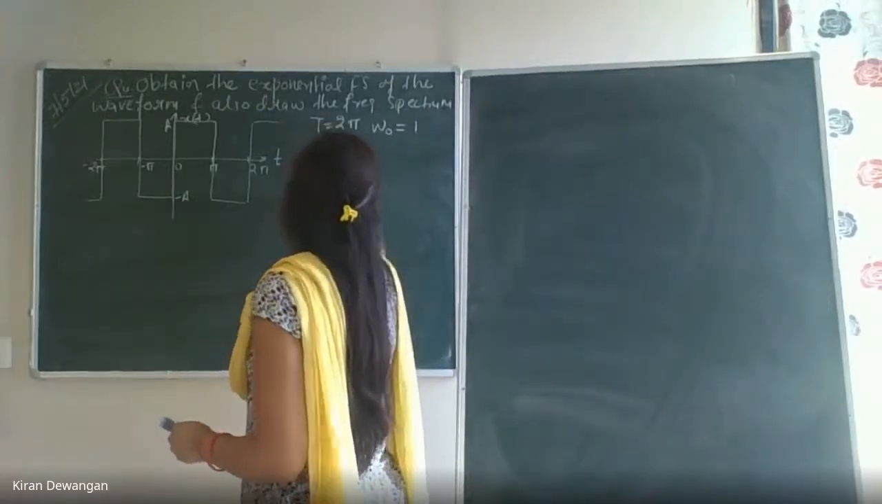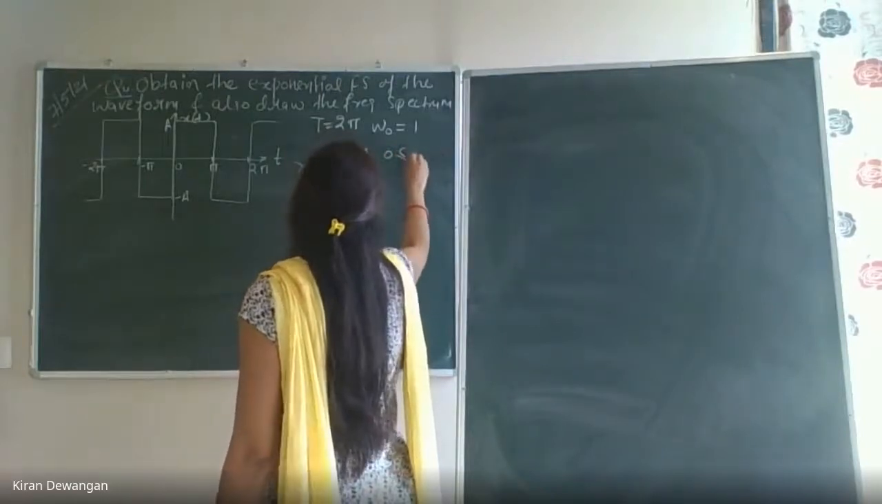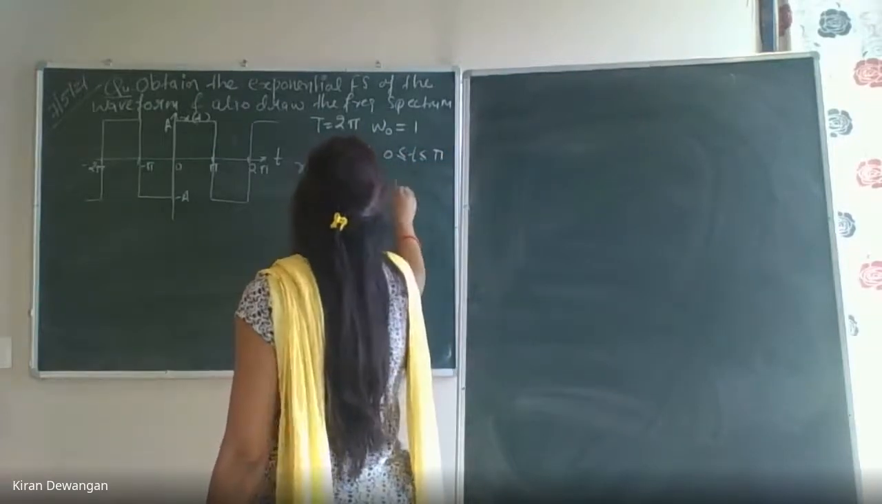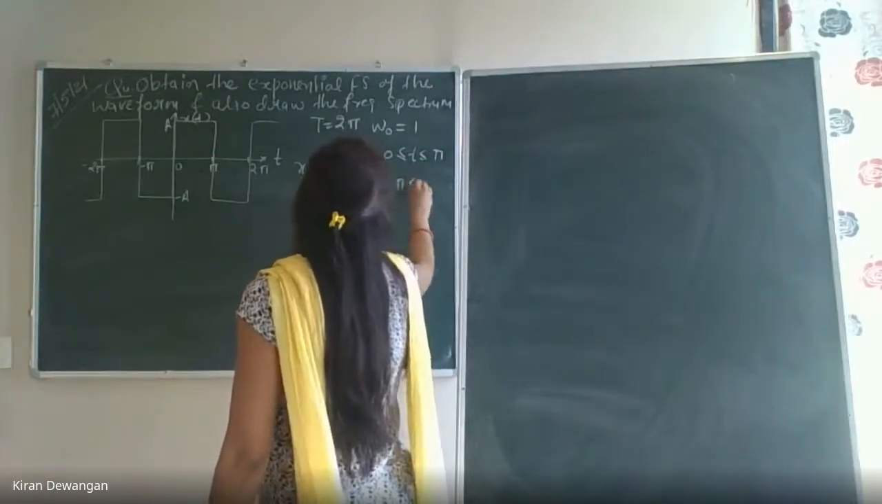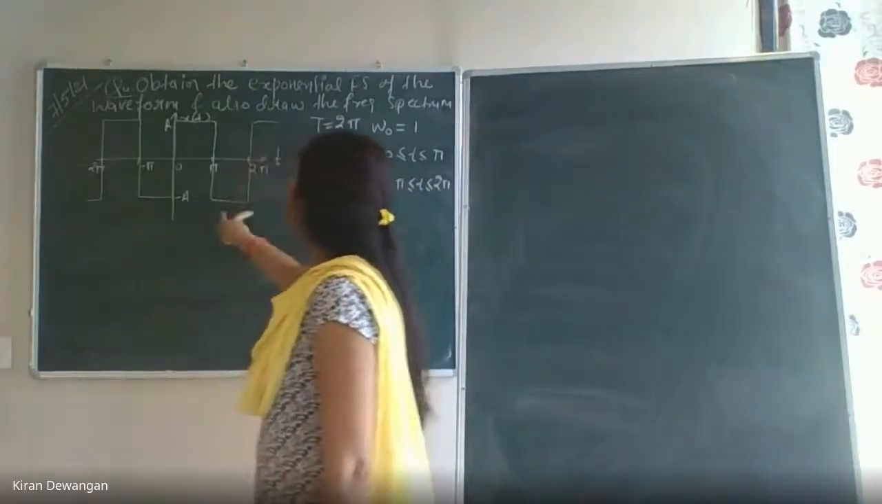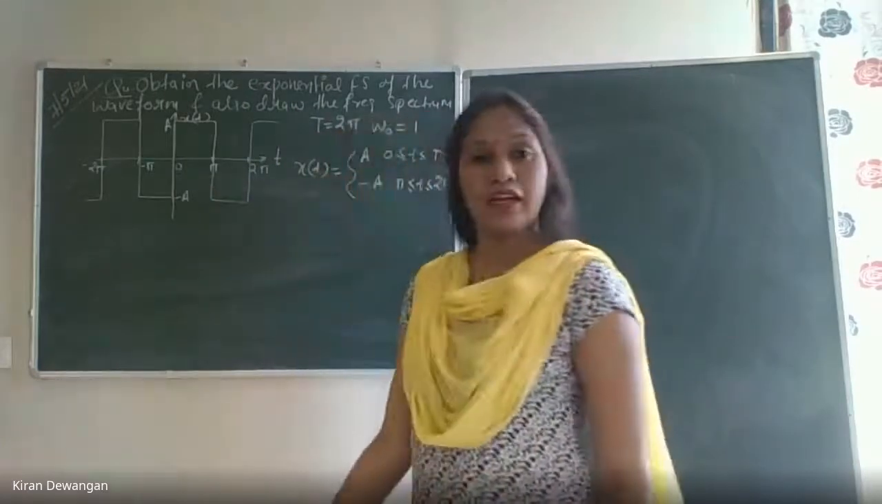So we can easily define x of t. X of t is A between 0 to pi and minus A between pi to 2 pi. So we have defined our x of t.